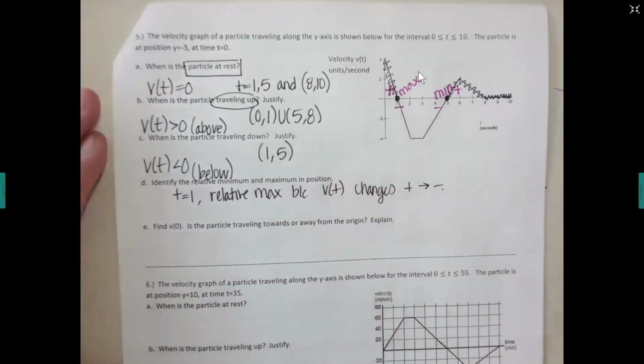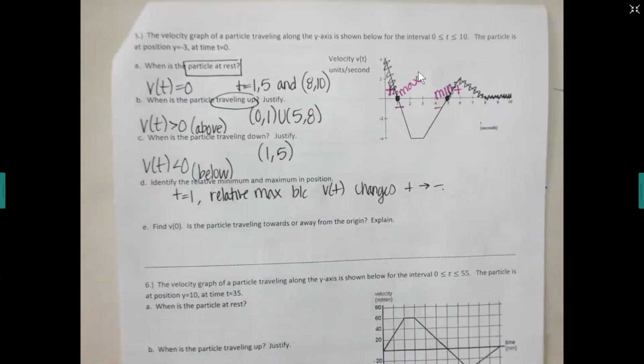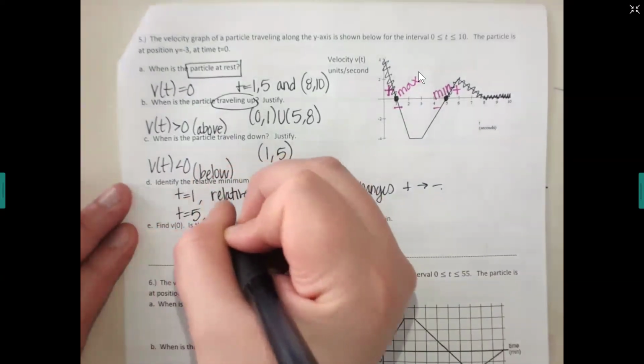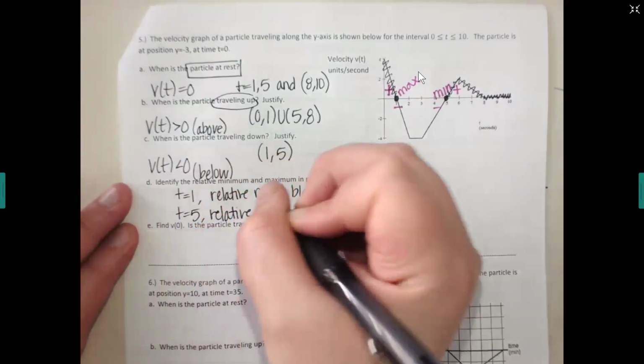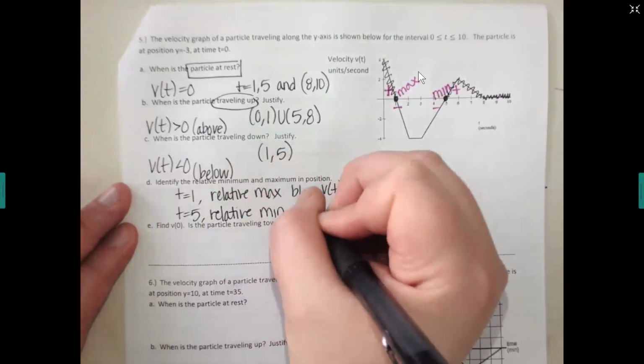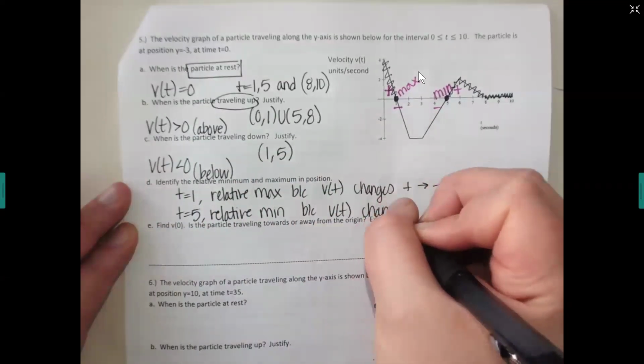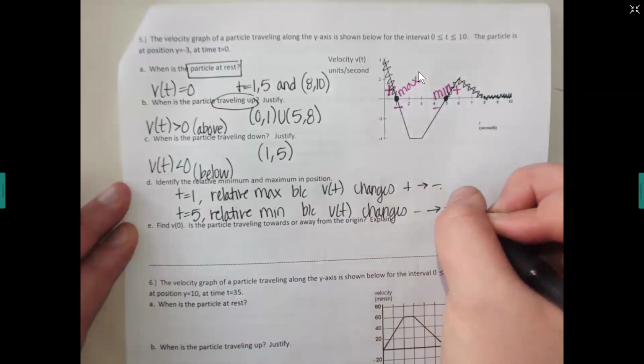And notice this is almost the same thing we were writing back in December. We would put f prime changes plus to minus, but now we're just calling f prime velocity. Then for my t equals 5, we said that's a relative min because velocity changes minus to plus.